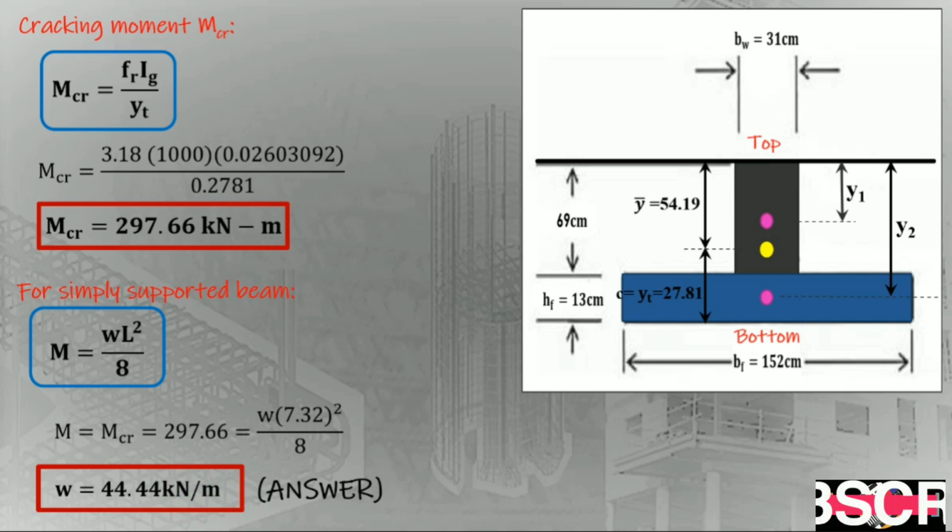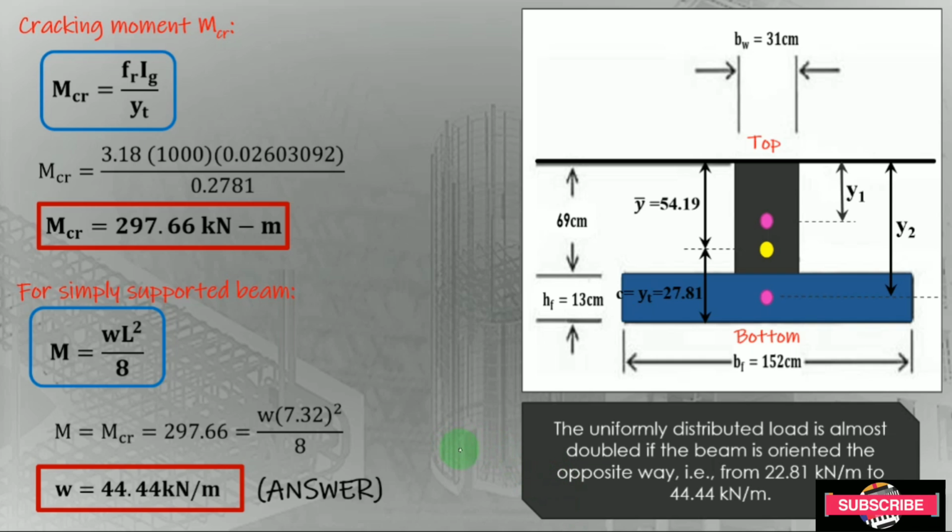As you can observe in the previous problem, when this T-beam is not yet inverted, the uniformly distributed load is almost doubled if the beam is oriented the opposite way. So this value of 22.81 kilonewton per meter is when the T-beam is not yet inverted, in our previous lecture, which is sample problem number 2. But when it is inverted, in this case its value is 44.44 kilonewton per meter. So it is almost doubled.